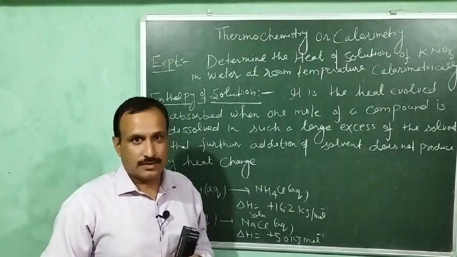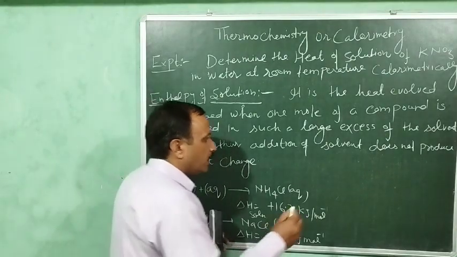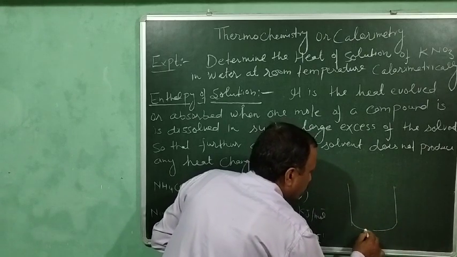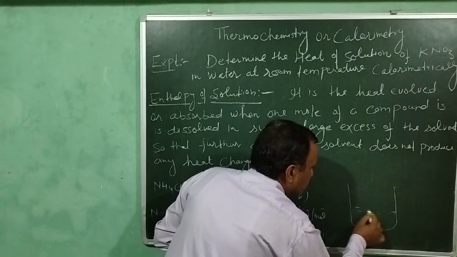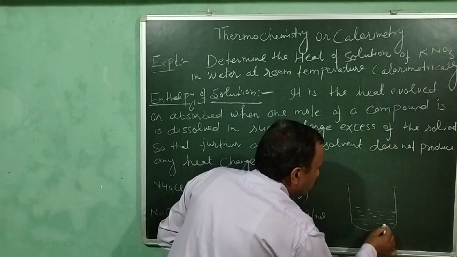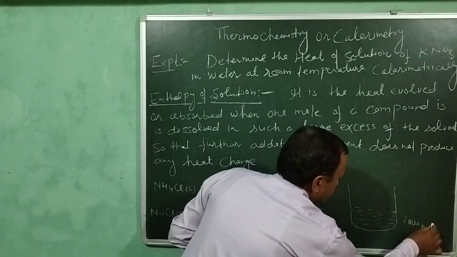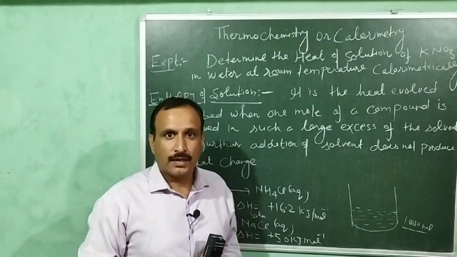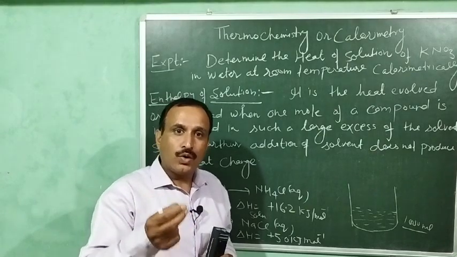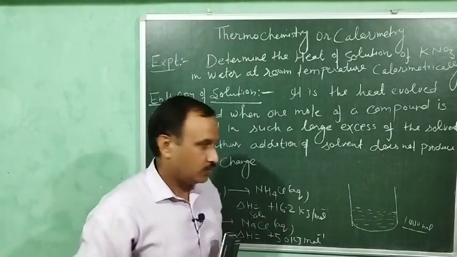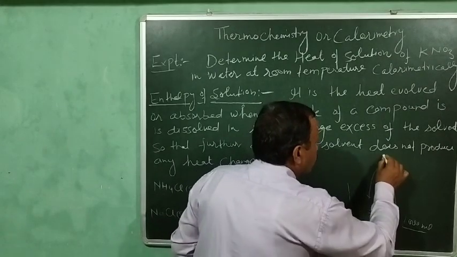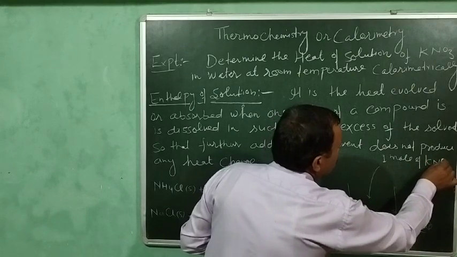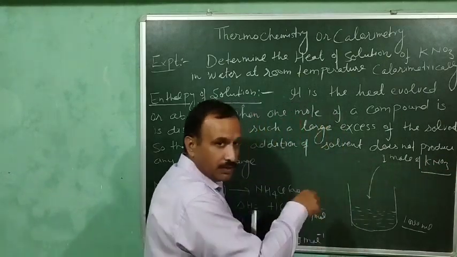Now let us explain this definition. Let us consider that we have a container having 1000 ml of the solvent, or water. So we have this container, and it has 1000 ml water. Now I want to dissolve 1 mole of potassium nitrate in it.